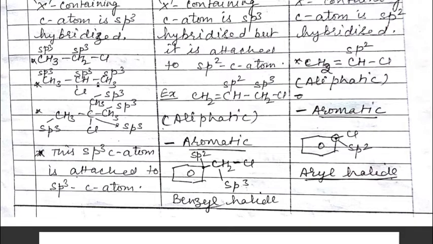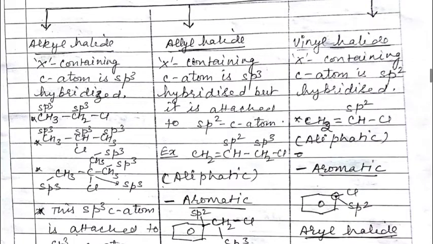sp3 hybridized. So how we will come to know that carbon atom is sp3 hybridized or sp2 or sp? Very simple. If carbon is saturated, means only single bond carbon is having, then that is called as sp3 hybridized carbon atom. If it contains double bond, then it is sp2 hybridized. If it is attached with triple bond, then it is sp hybridized.